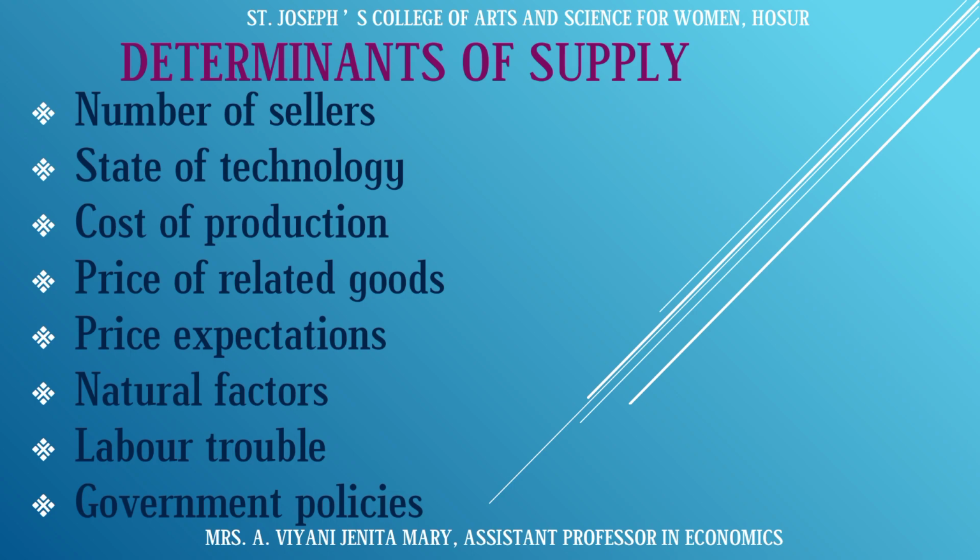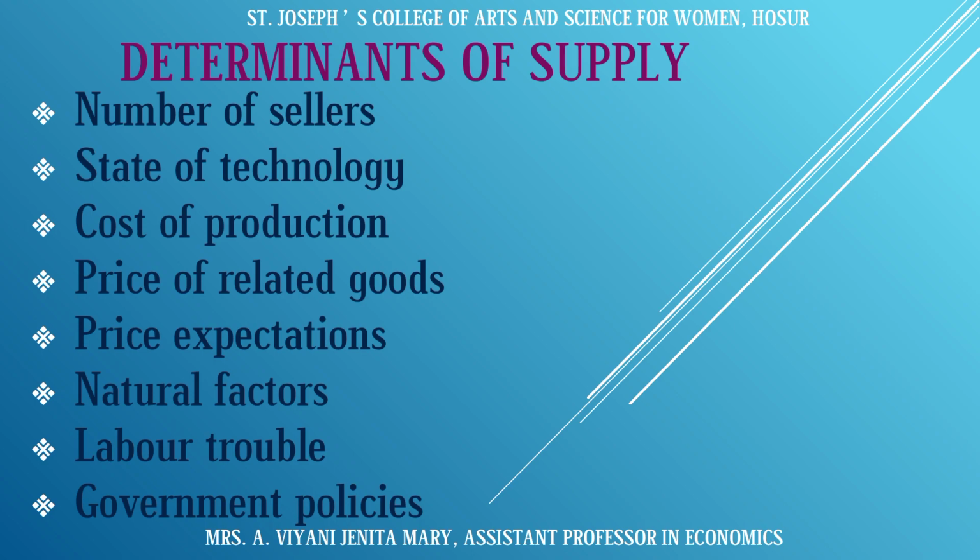Price expectations. Change in expectations of suppliers about the future price of the product or service may affect their current supply. However, unlike other determinants of supply, the effect of suppliers' expectations on supply is difficult to generalize. They will employ more resources to increase their output, and this may increase current supply as well.